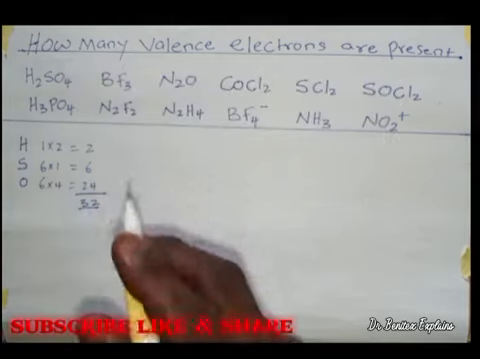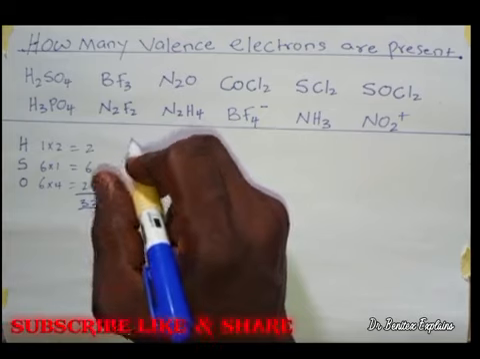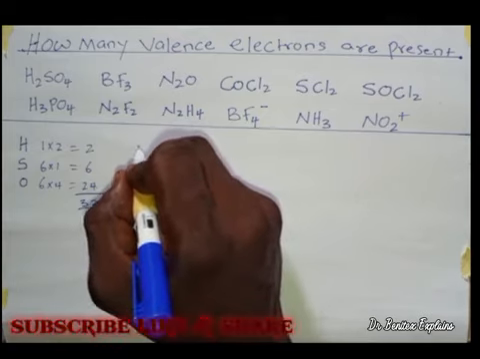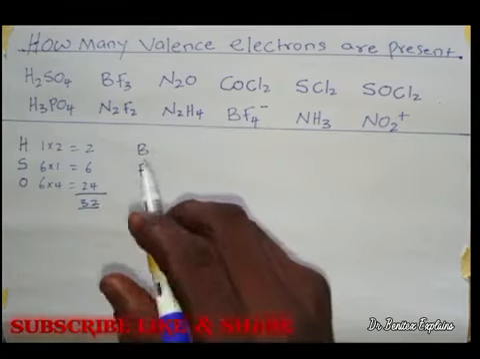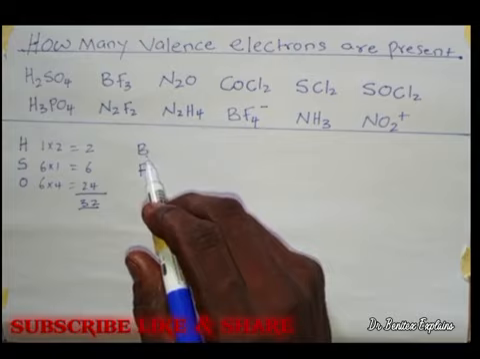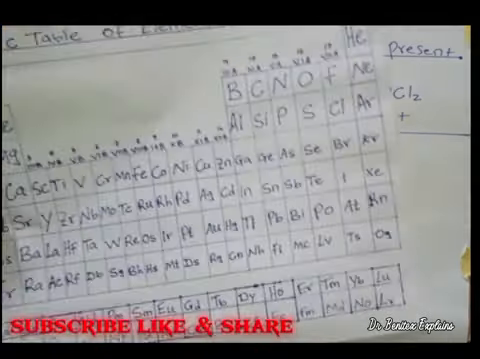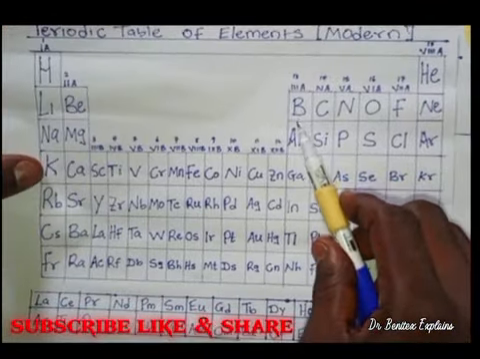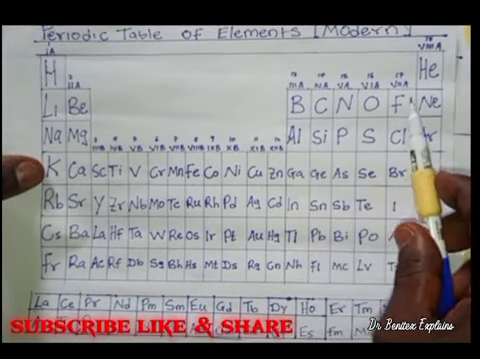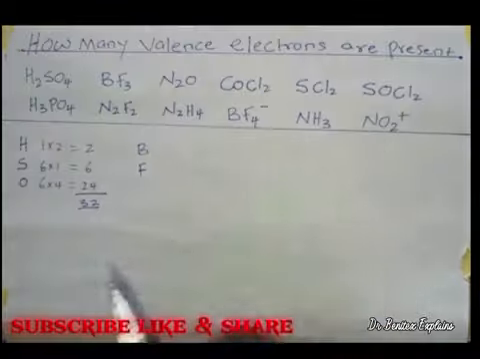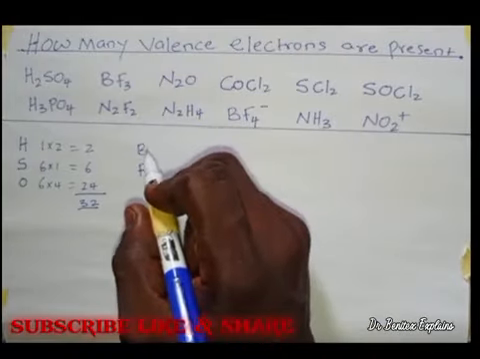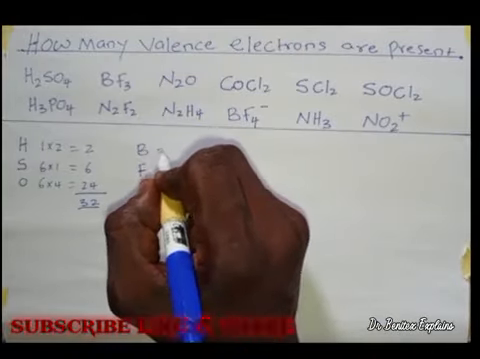Let's go to second example. We have boron trifluoride, that's B, and we have F. How many boron atoms are here? We have just 1. Boron is in group number 3. So boron has 3 valence electrons. Fluorine is in group 7. It has 7 valence electrons. So let's go back to the boron. So boron is 3. So we have 3.